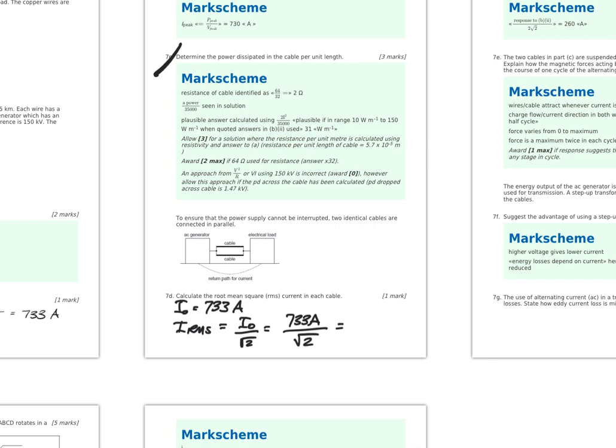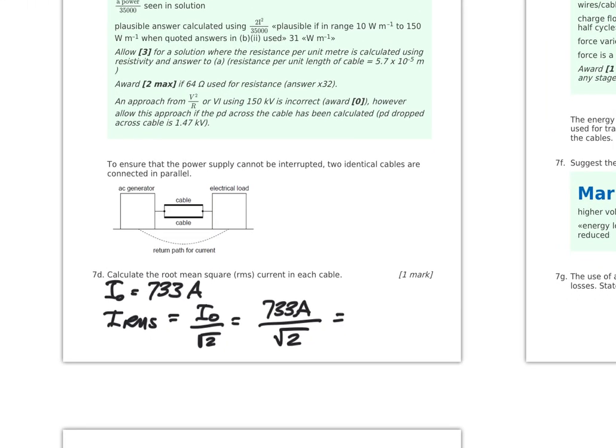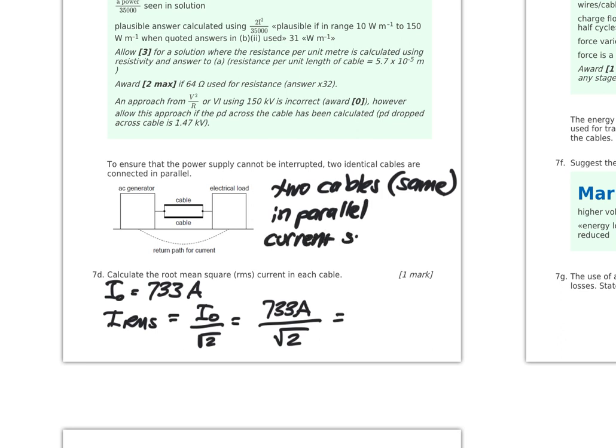Oh, there's 2 cables. I didn't read the question. Alright, to ensure that the power supply cannot be interrupted, 2 identical cables are connected in parallel, and it says, what's the root mean square current in each cable? Alright, there are 2 cables in parallel, and they're the same cable, so they have the same properties, and they're in parallel, so the current is split between them.